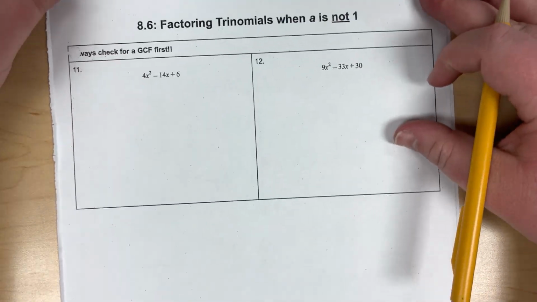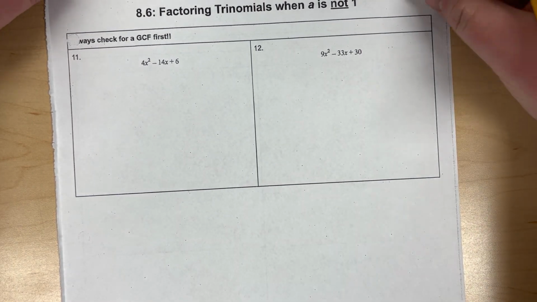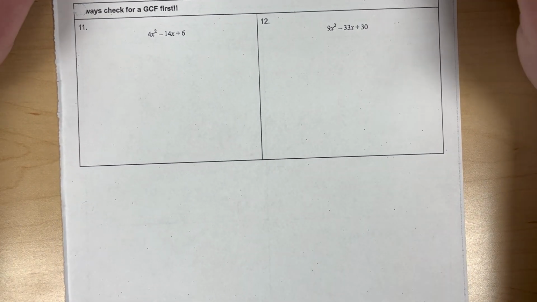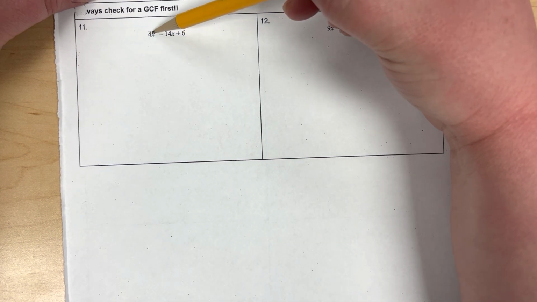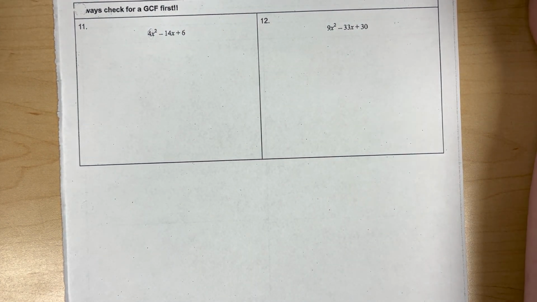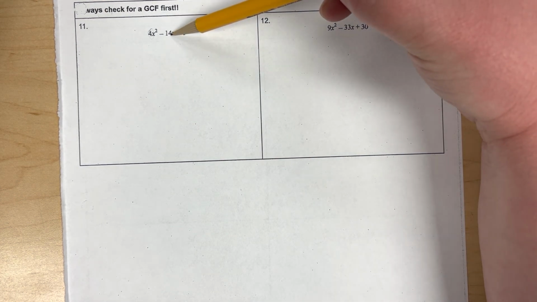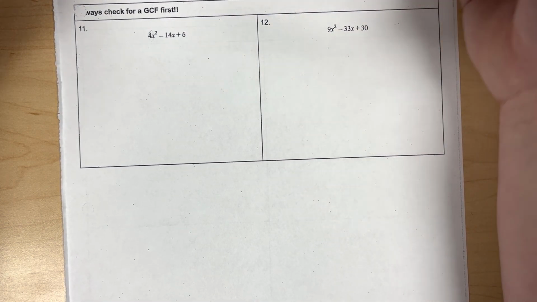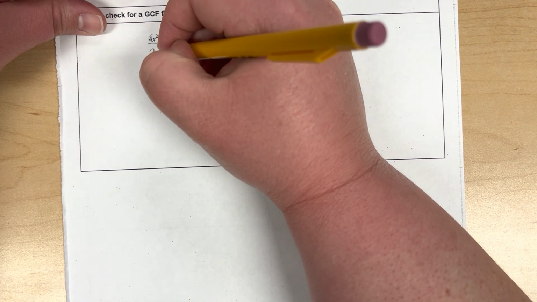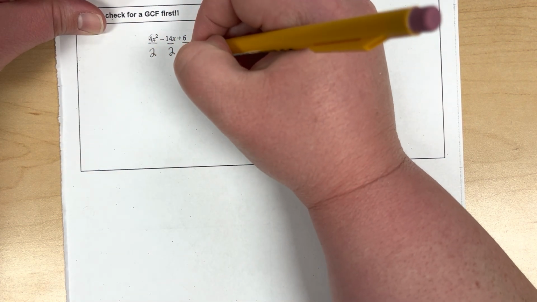And if you notice up at the top, it says always check for a GCF first. So guess what, guys? There's probably going to be a GCF. So take a look. 4 is the smallest of my numbers. The factors of 4 are 1 and 4, 2 and 2. Now 4 doesn't go into 14, but 2 does. And 2 also goes into 6. So the first thing I'm going to do is take out that 2.